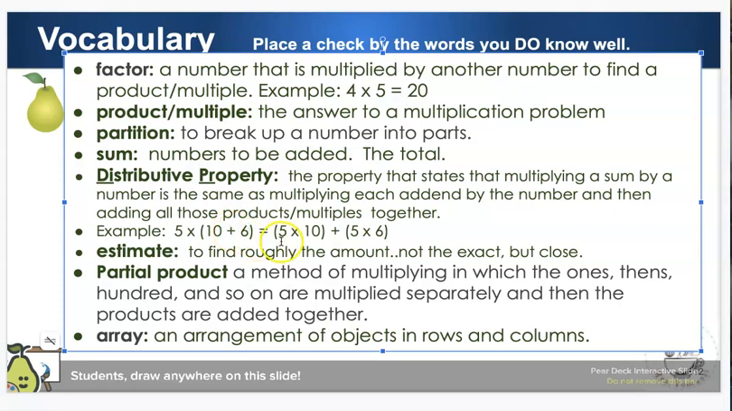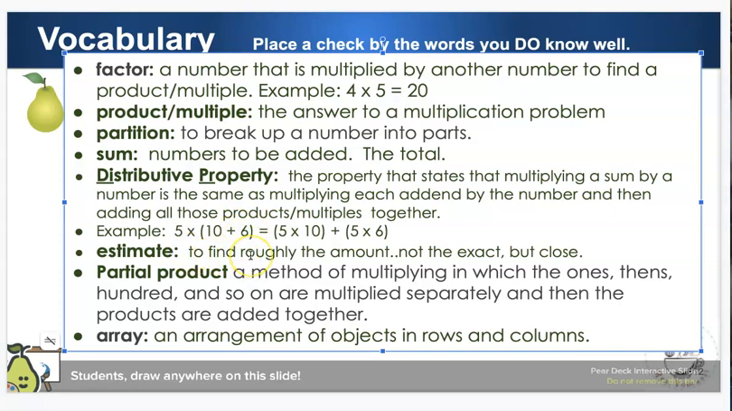That makes it a lot easier, because think about the difference between multiplying 5 groups of 16, or easily solving 5 groups of 10, which is 50, and adding to that 5 groups of 6, which is 30. That's what the distributive property means. You take a value you can break up into 10 plus 6, and you take those 5 groups of, and you distribute it across these addends. And we'll see that today.